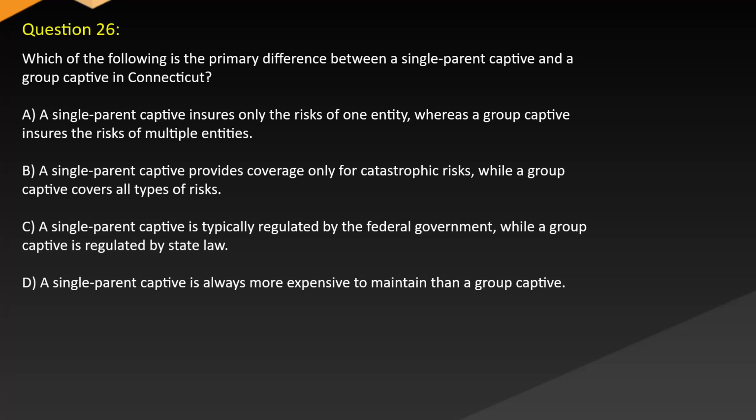Question 26. Which of the following is the primary difference between a single-parent captive and a group captive in Connecticut? A. A single-parent captive insures only the risks of one entity, whereas a group captive insures the risks of multiple entities. B. A single-parent captive provides coverage only for catastrophic risks, while a group captive covers all types of risks. C. A single-parent captive is typically regulated by the federal government, while a group captive is regulated by state law. D. A single-parent captive is always more expensive to maintain than a group captive.